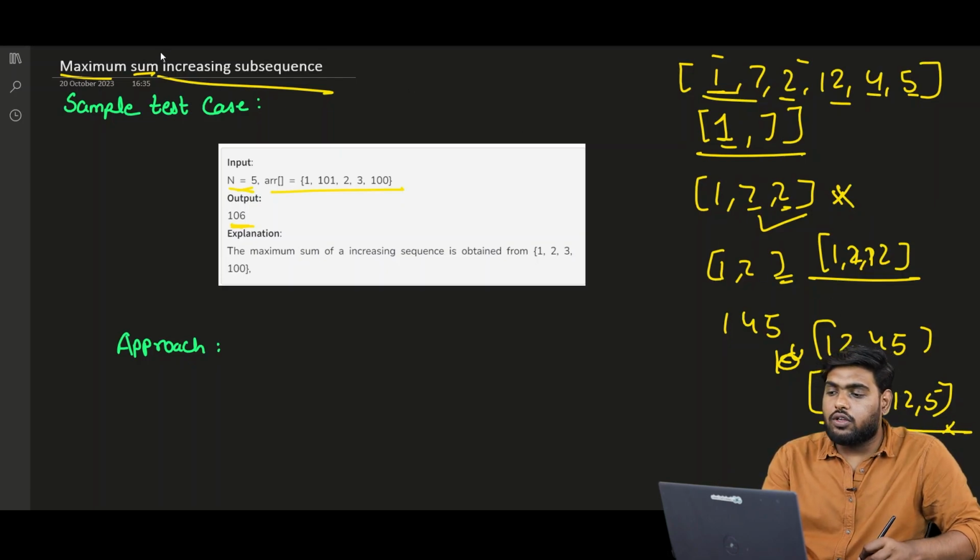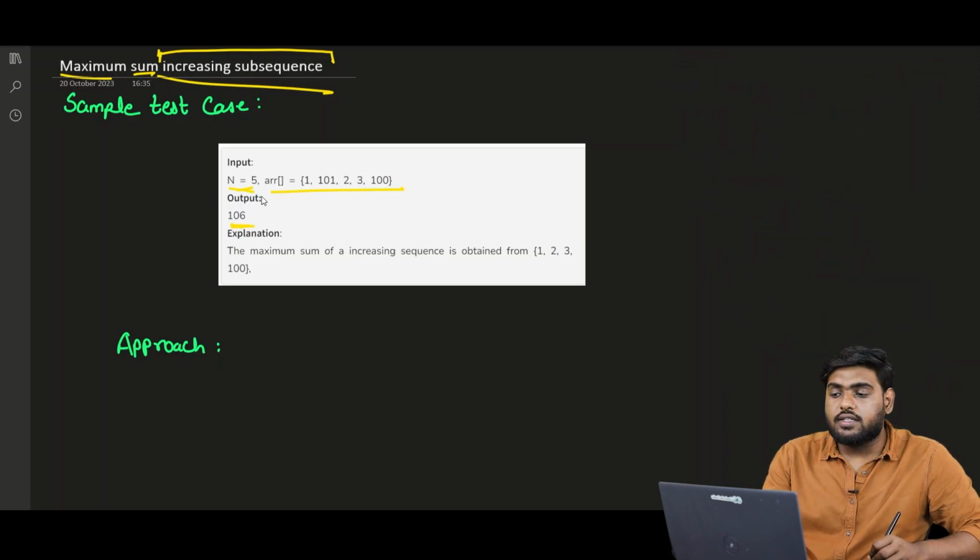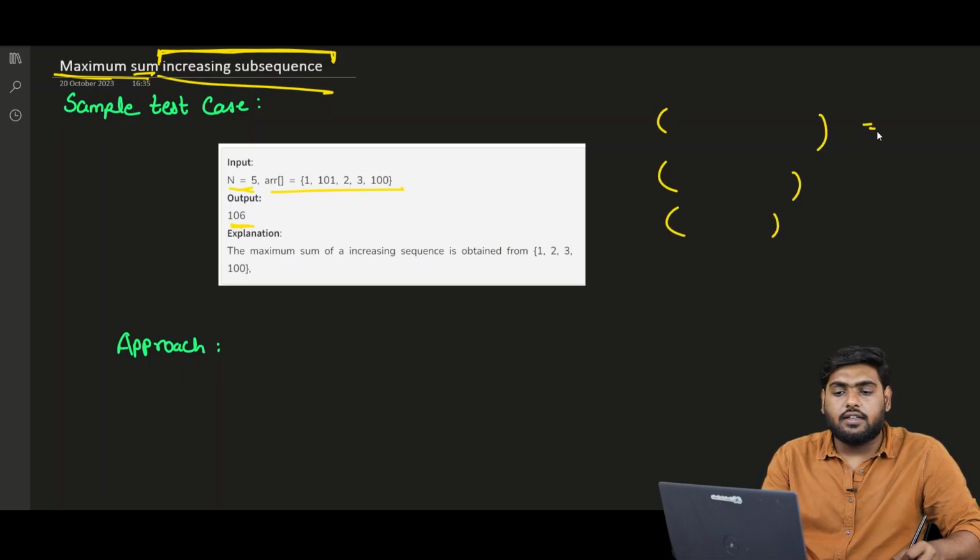So now I hope you are very clear about what is an increasing subsequence. Now what is the question saying? The question is saying that we have to find these increasing subsequences and return the maximum sum. That means we calculate the sum of all the subsequences, and whatever sum is the maximum, we have to return that.